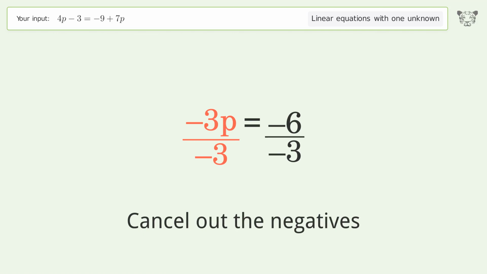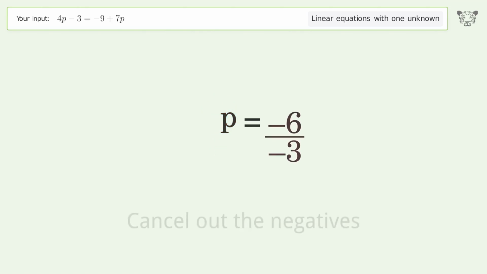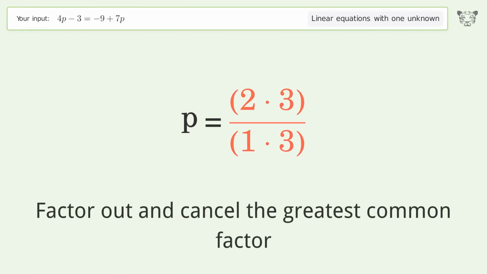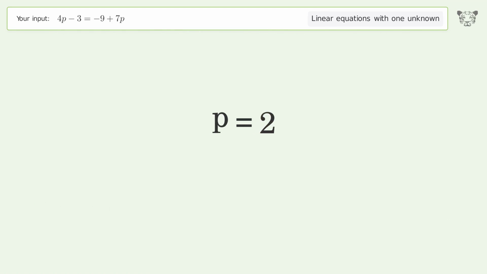Cancel out the negatives. Simplify the fraction. Cancel out the negatives. Find the greatest common factor of the numerator and denominator. Factor out and cancel the greatest common factor. And so the final result is p equals 2.